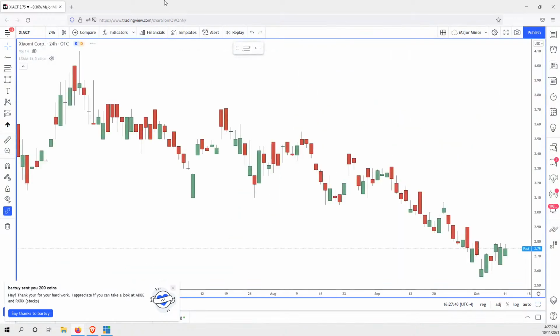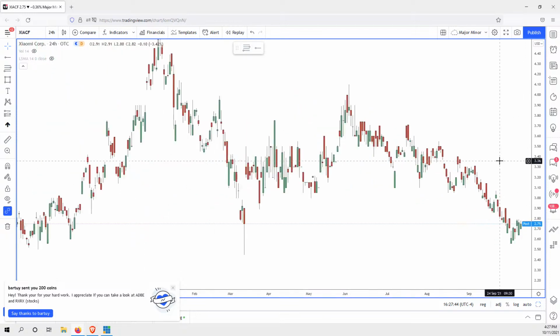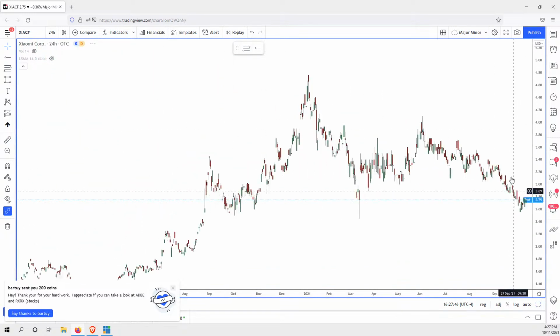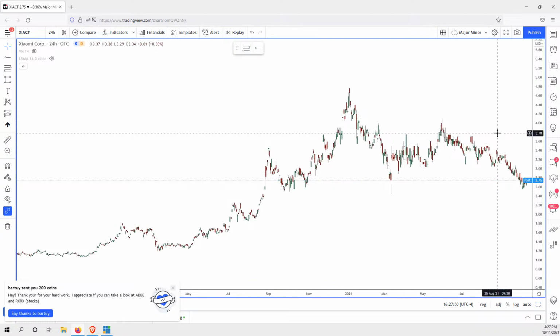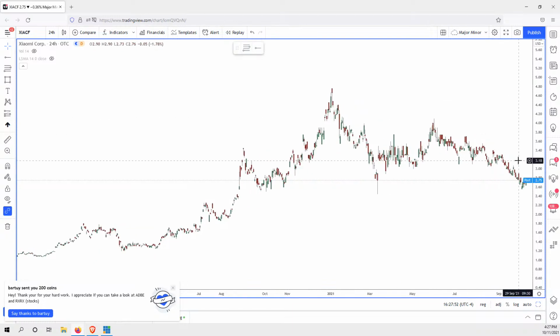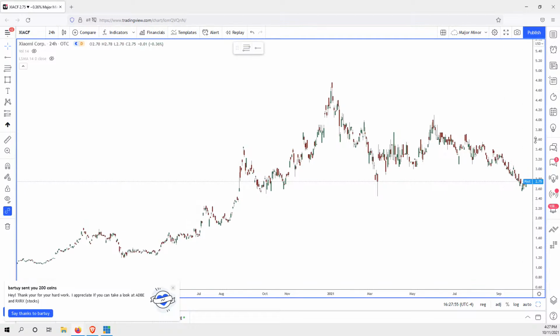XIACF. Let's see, what is that? Xiaomi. Okay, let's take a look. First thing I want to see is the general trend. Well, that looks generally bullish. Okay, higher lows, higher highs. Recent price action, though, has been more of a consolidation.